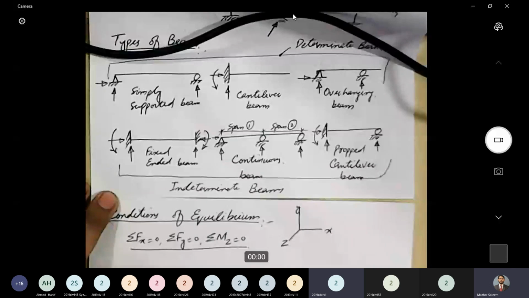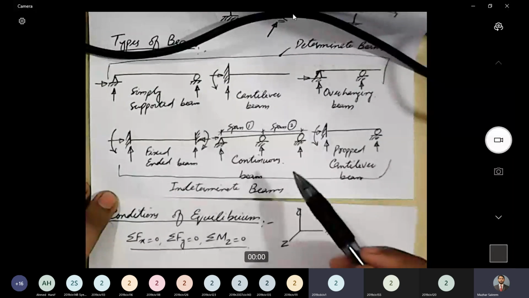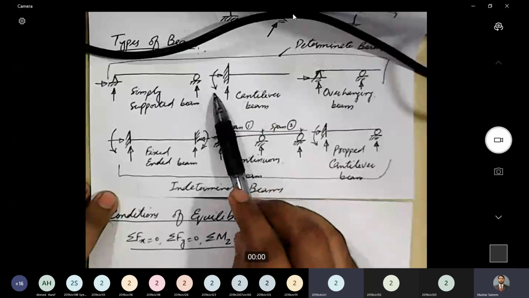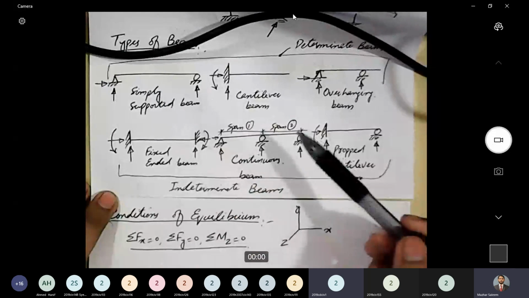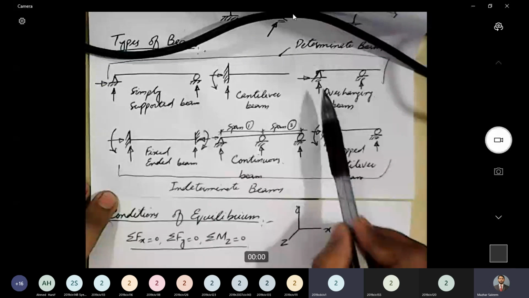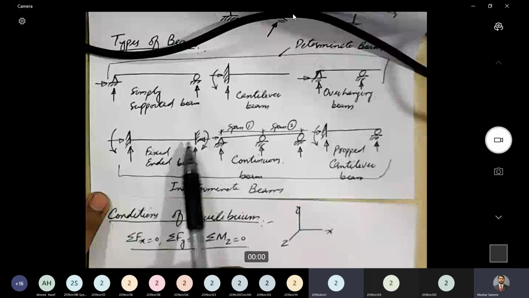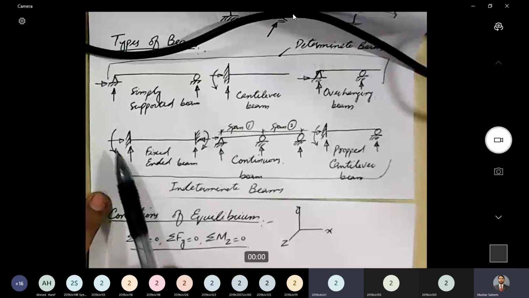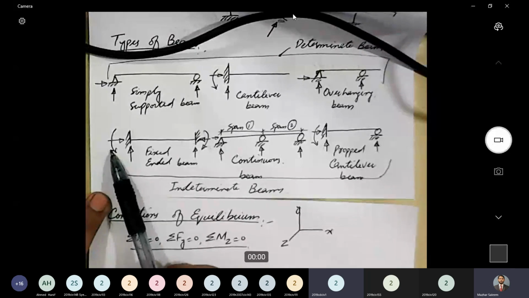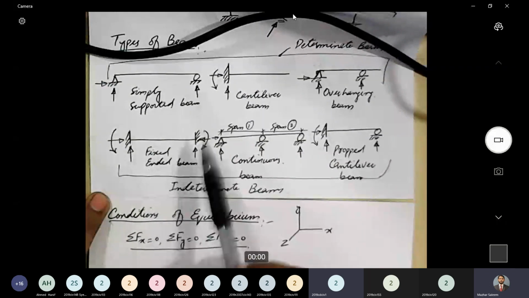For this beam, 3 unknowns, 3 equations, so it can be solved. 1, 2, 3: 3 unknowns, 3 equations, the beam can be solved. Overhanging beam, 1, 2, 3 unknowns, 3 equations, so we can solve the system. Fixed-ended beam, 1, 2, 3: 3 unknowns here, 4, 5, 6: 3 unknowns on this side, so in total we have 6 unknowns.